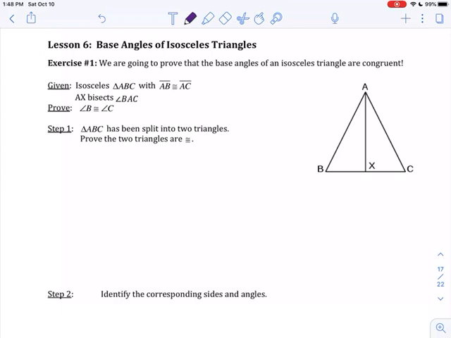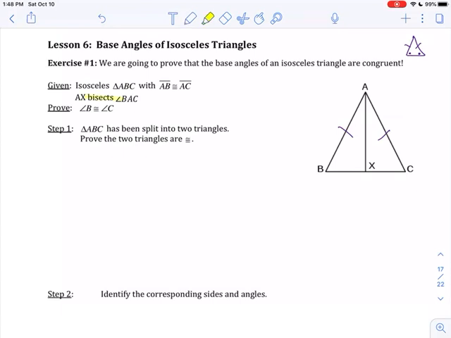So remember, isosceles triangles have two sides that are congruent, and what we're going to do in this first exercise is prove that the base angles of those isosceles triangles are congruent. So when I have an isosceles triangle, the two sides are congruent. These two base angles, where I'm putting the two dots, also are congruent, and that's something that we've talked about before, but now we're going to actually prove that it is true.